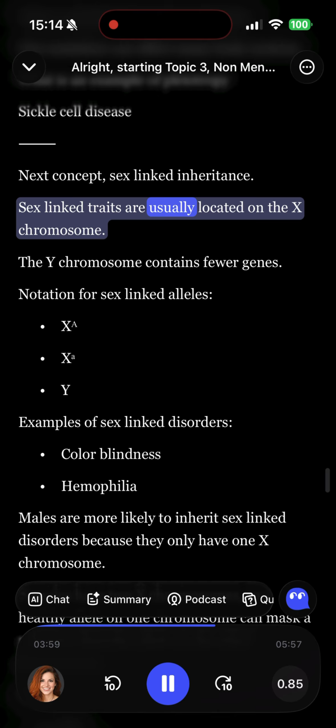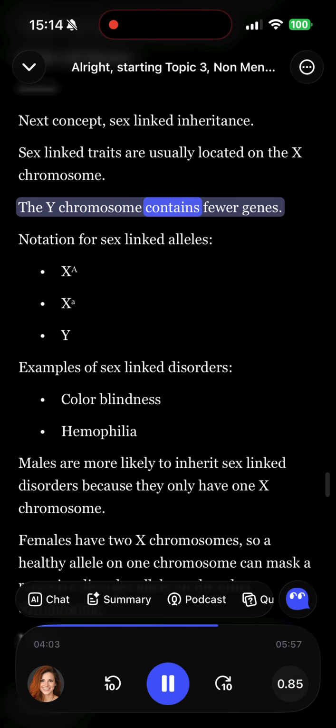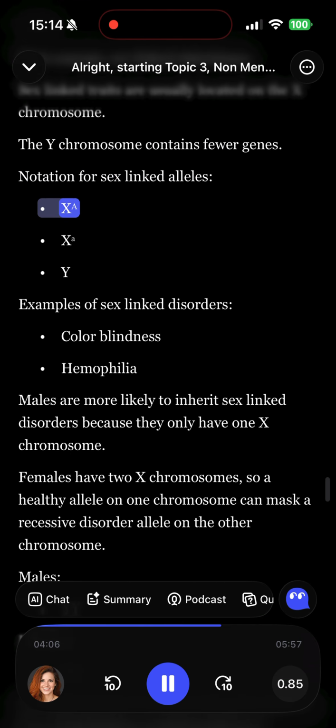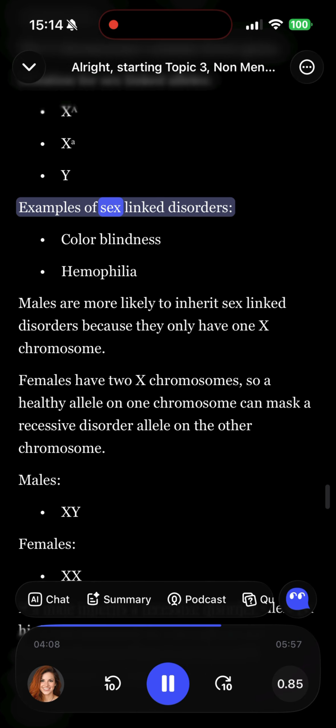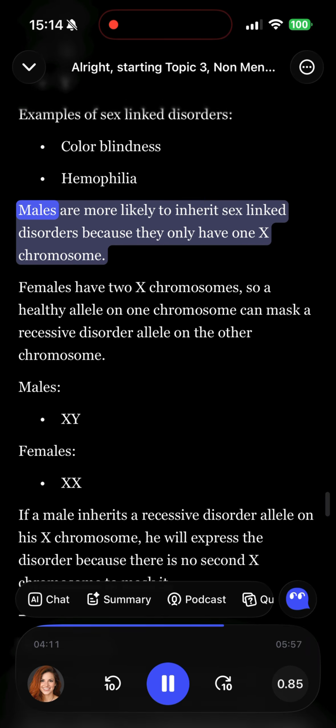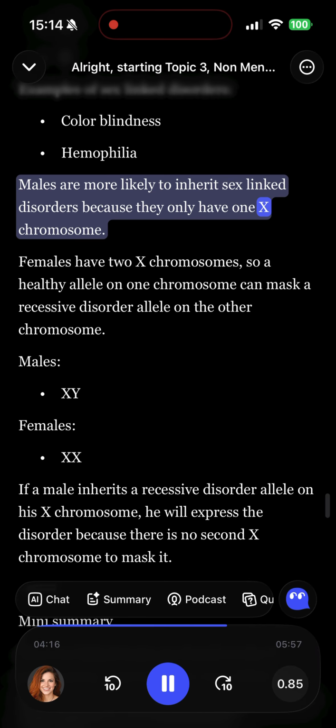Next concept, sex-linked inheritance. Sex-linked traits are usually located on the X chromosome. The Y chromosome contains fewer genes. Notation for sex-linked alleles: XA, XAY. Examples of sex-linked disorders: color blindness, hemophilia. Males are more likely to inherit sex-linked disorders because they only have one X chromosome.